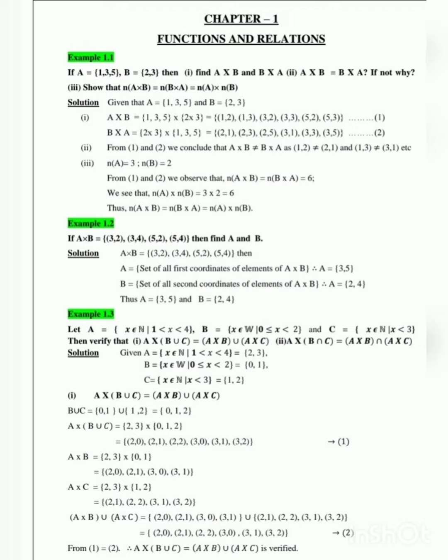Today we are going to see 10th standard Samacheer Kalvi Maths Solutions, Chapter 1: Functions and Relations.